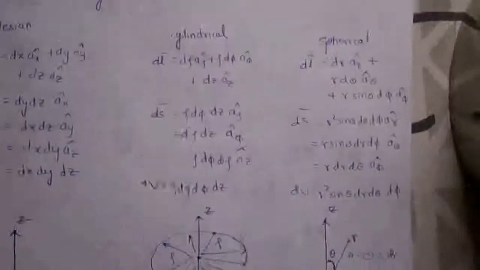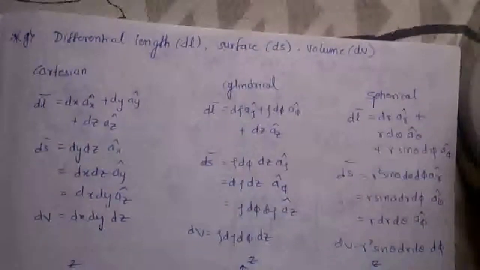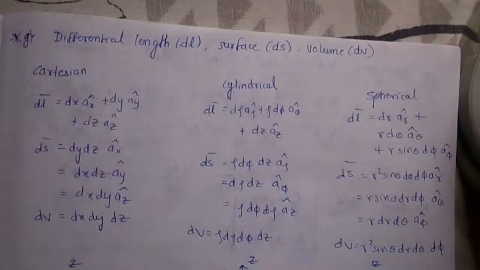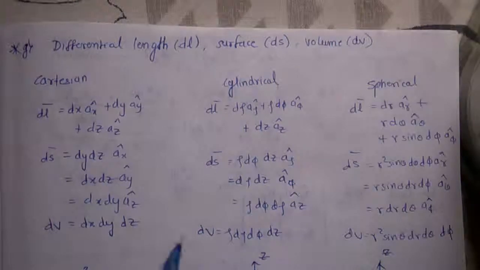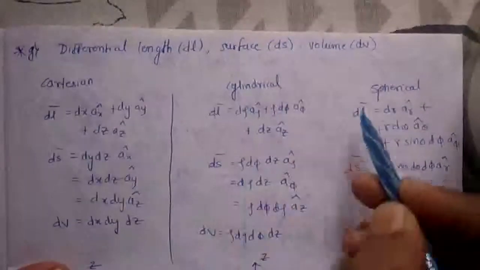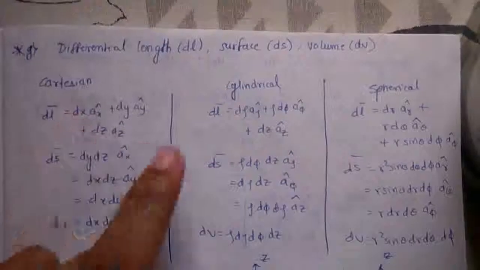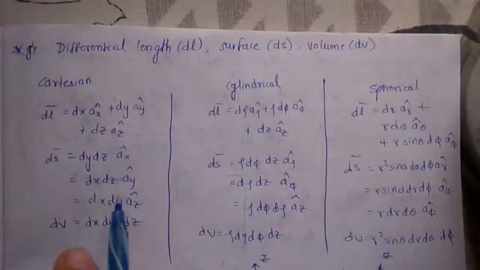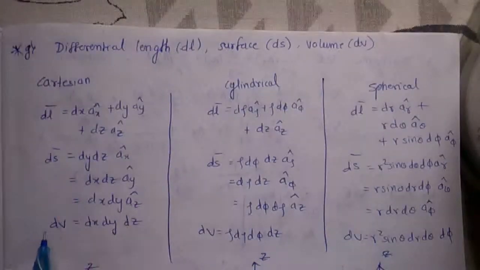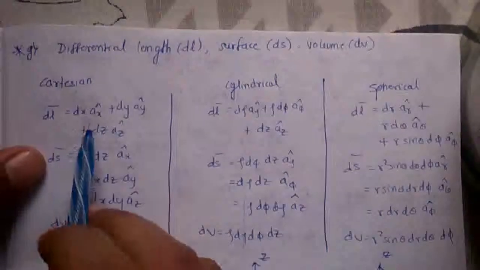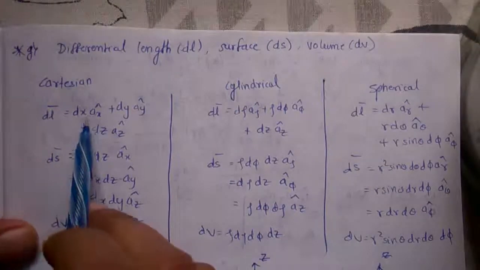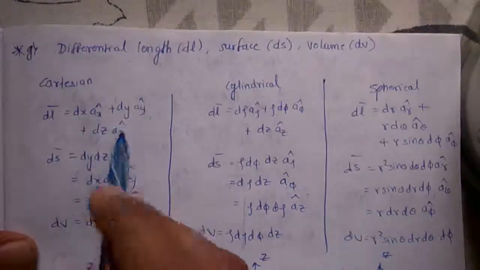Now, we have come to a very important concept called differential length, surface and volume. Differential length, as the name suggests, is a very small length or a very small surface or a very small volume. In all the three coordinate systems, Cartesian, cylindrical and spherical, we'll be seeing differential length, surface and differential volume. Right? So, in the Cartesian coordinate system, the differential length is given by dx, dy, dz.